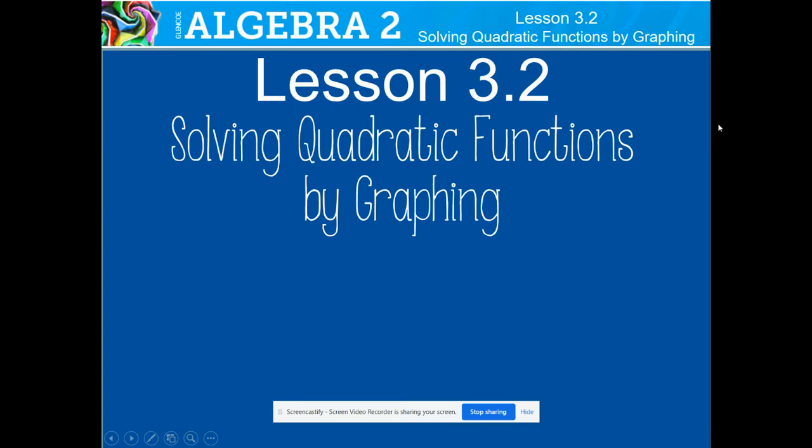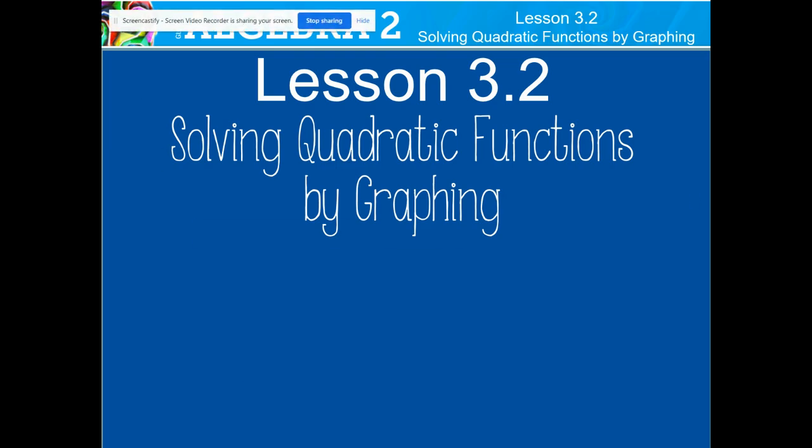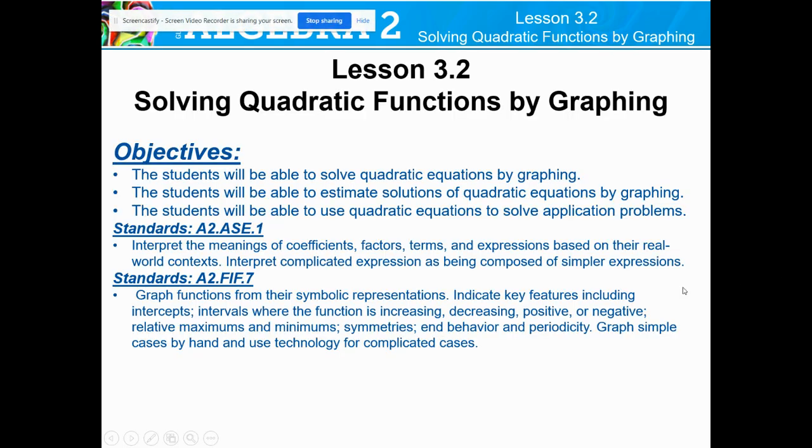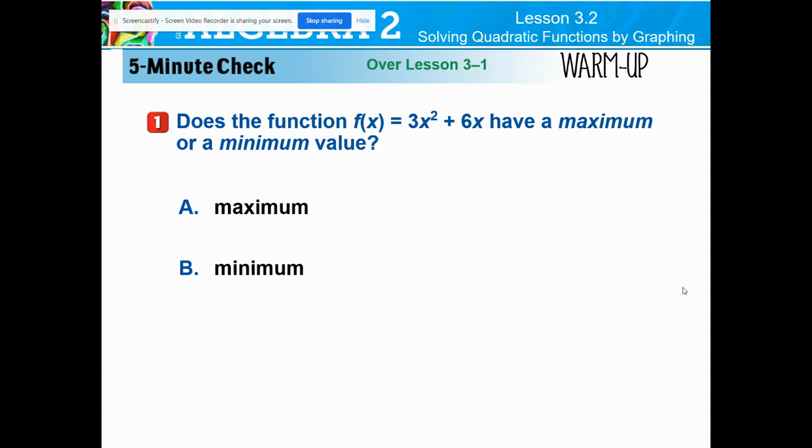Lesson 3.2, Solving Quadratic Functions by Graphing. Objectives are to solve quadratic equations by graphing, estimate solutions of quadratic equations by graphing, and use quadratic equations to solve application problems. Here is our first warm-up.